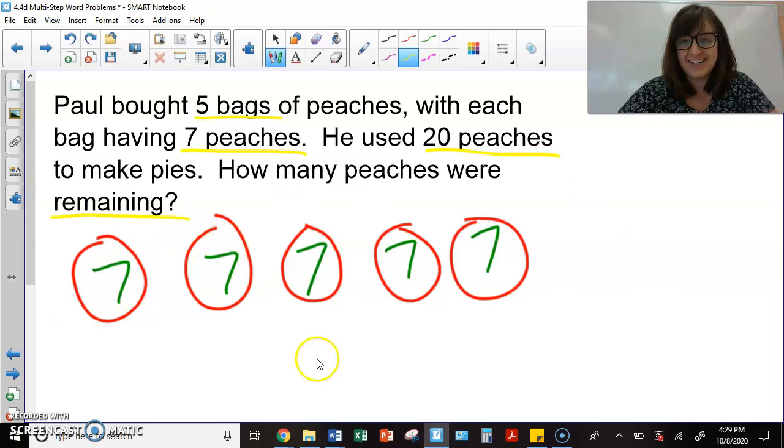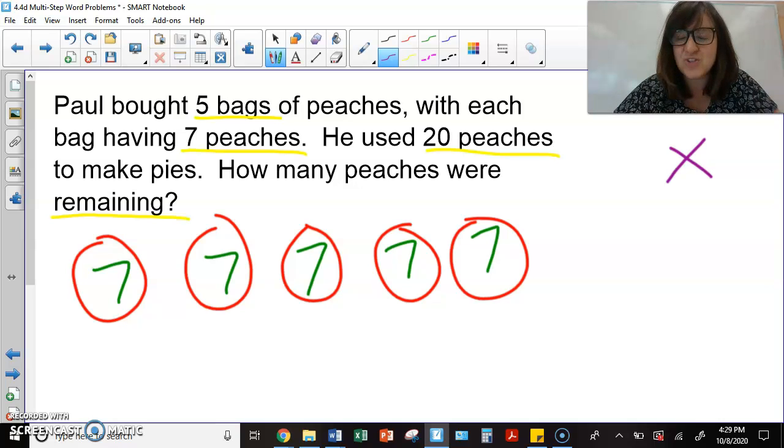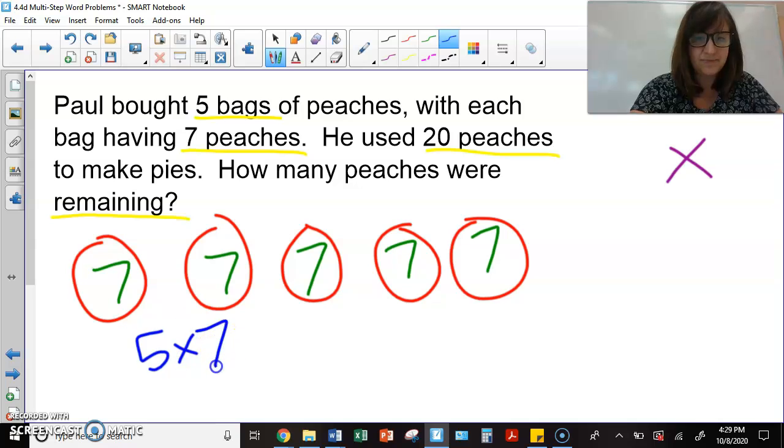So this picture right here, that looks like a multiplication problem to me. That's an equal groups problem. So if he bought 5 bags of peaches, 7 in each, the first thing I'm going to do is multiply. I'm going to multiply 5 times 7. Well, I know my strategy of skip counting by 5s, so I'm going to do 5 times 7 and see what that equals. 5, 10, 15, 20, 25, 30, 35. So that means I have 35 peaches, okay? We have 35 peaches, so 5 times 7 equals 35.